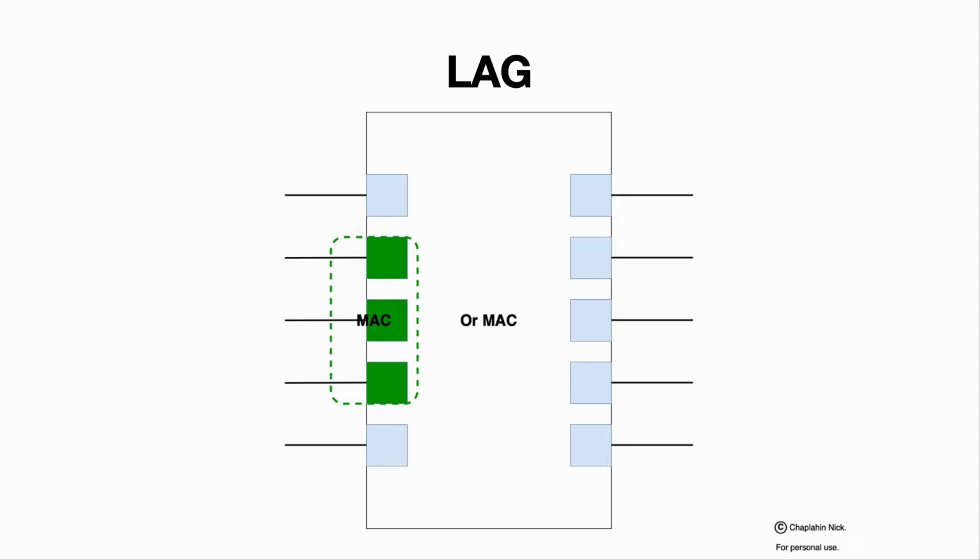LAG is an interface, so each port inside this LAG processes signals, and the LAG overall plays the role of an L2 interface that is legit for switching. A LAG can be assigned a MAC address, so we can communicate to the device using the device's MAC.